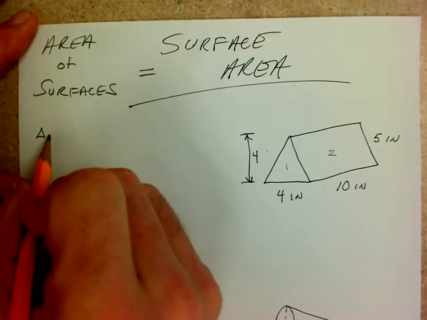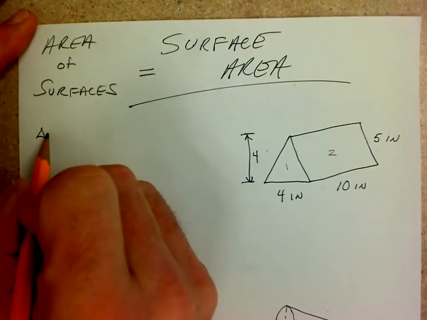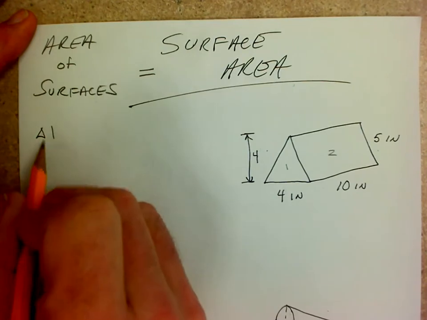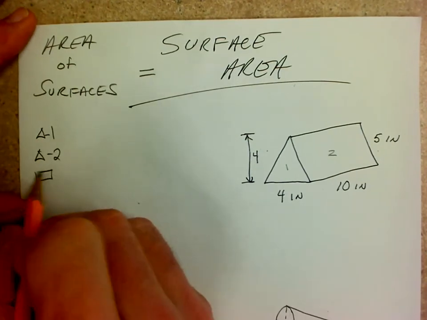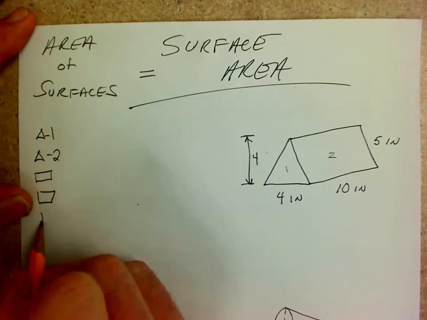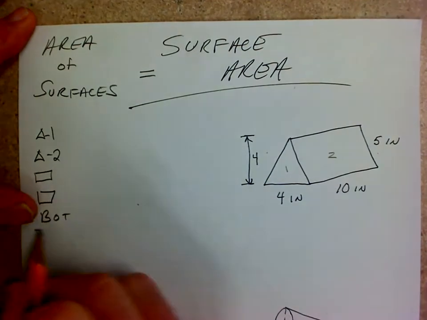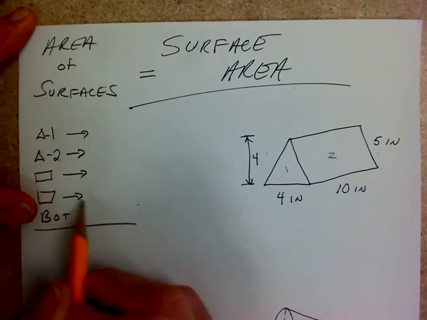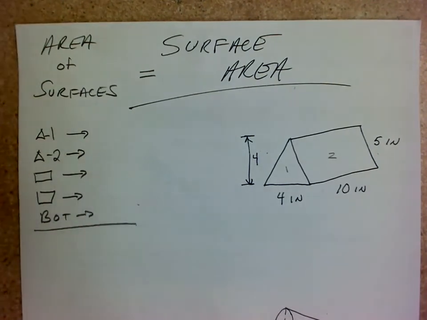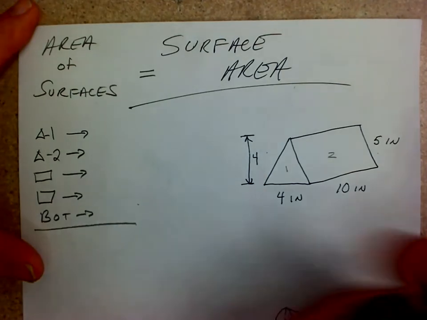So triangle number 1, triangle number 2, rectangle, rectangle, bottom. And again, however you would like to keep them organized, the names of each are not that important, but it's completely up to you. Okay, and again, it's area.